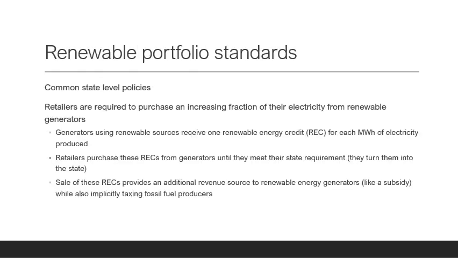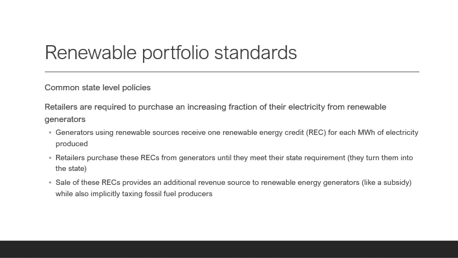So let's talk about the subsidies for renewables. We have renewable portfolio standards. These are common state-level policies where retailers are required to purchase an increasing fraction of their electricity from renewable generators. So the state basically says, let's say you're the utility for Fort Collins, you have to purchase maybe 30% of your electricity that you're supplying to your residents. 30% of that has to be coming from renewable sources. They can up that to 40% in the following year and 50% in the next year and so on.